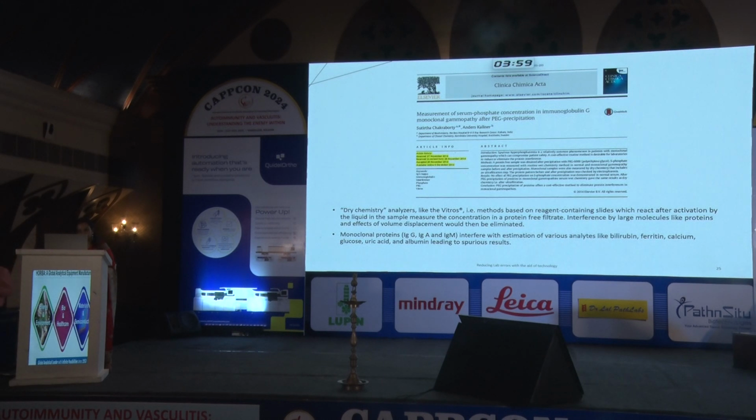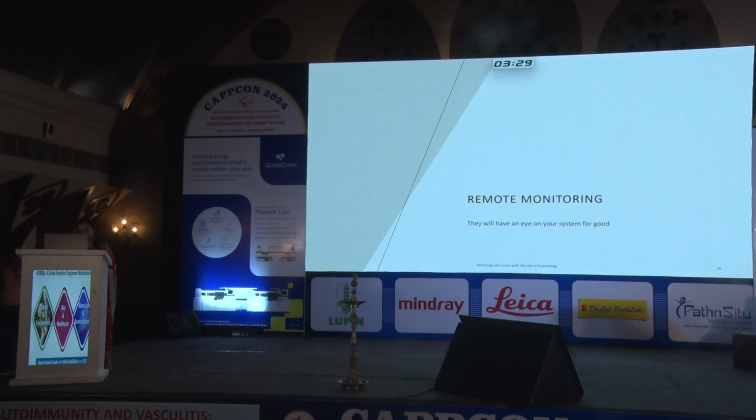Dry chemistry analyzers like Vitros, with methods based on reagent containing slides, are shown to react after activation by the liquids in the sample and measure the concentration in a protein-free filtrate. Interference by large molecules like proteins and effects of volume displacement would hence be eliminated, which has been shown in multiple publications. Monoclonal proteins including IgG, A, and M interfere with estimation of various analytes like bilirubin, ferritin, calcium, glucose, uric acid, albumin, etc., leading to spurious results.